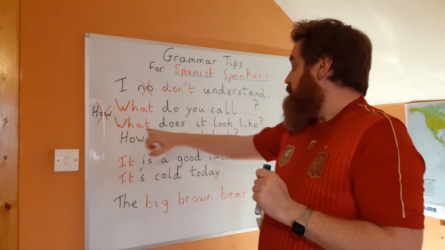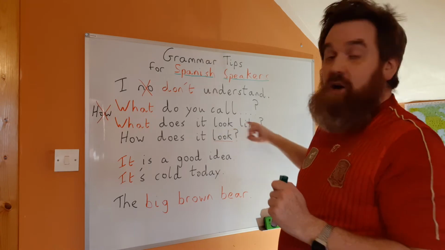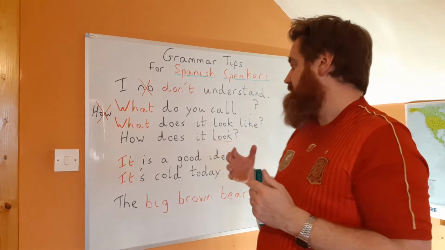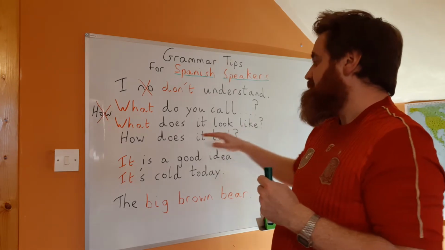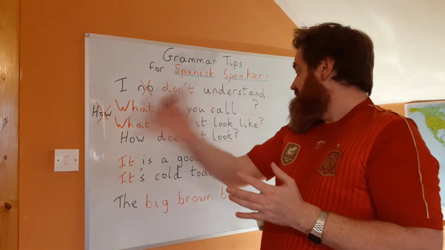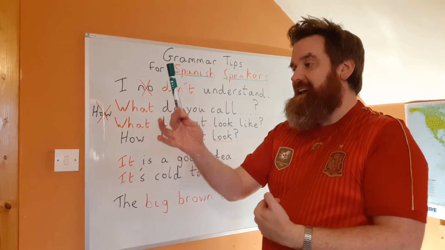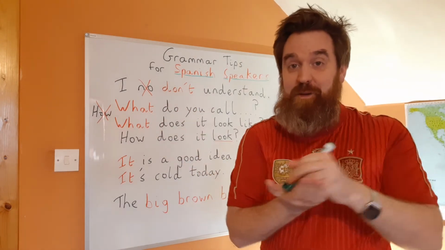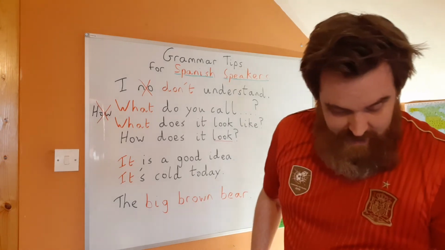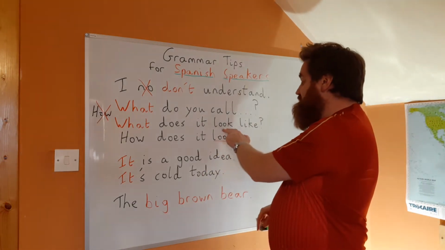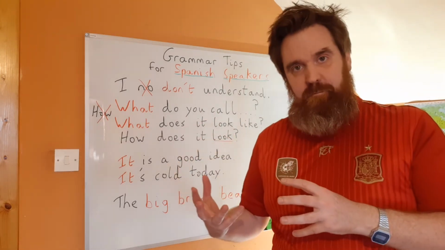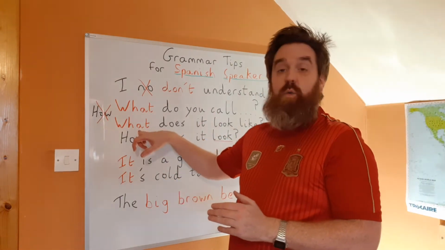The next one. What does it look like? Look like means similar. What does it look similar to? So you could say, this looks like a pen. Okay? A pen on it for a piece of paper. When you're talking about what it looks like, that is another thing. So again, it's what.